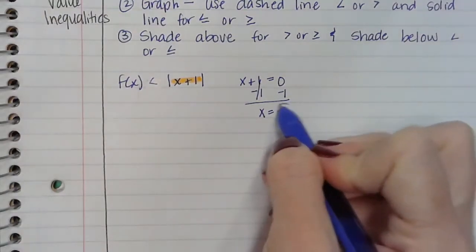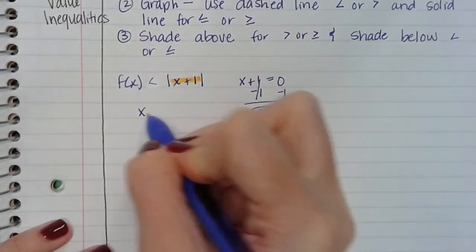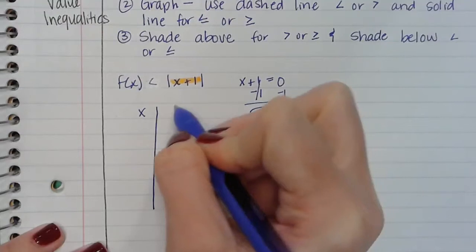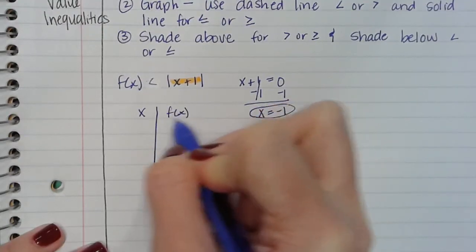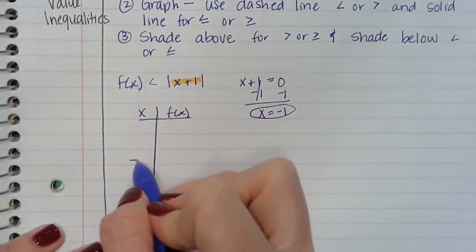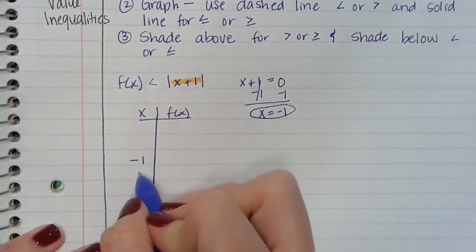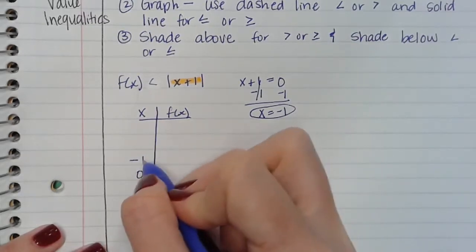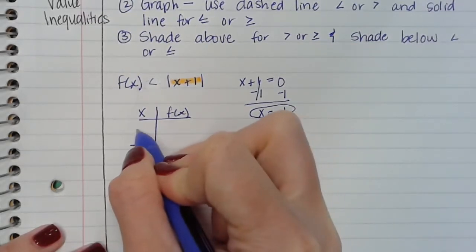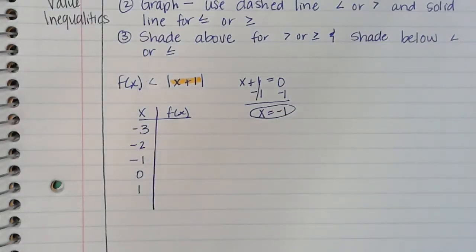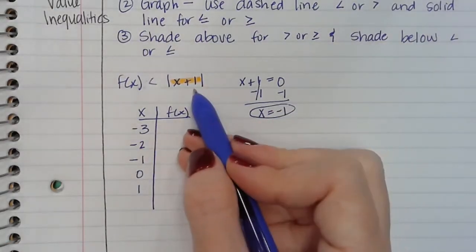Now we're going to place this in the middle row of our table. So we have a table with x and then f of x. Place -1 in the center, number up and down. So -1, 0, 1, -1, -2, -3. Now we're going to evaluate the inequality for this.